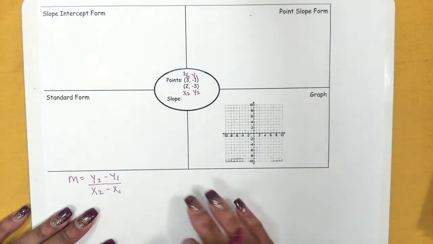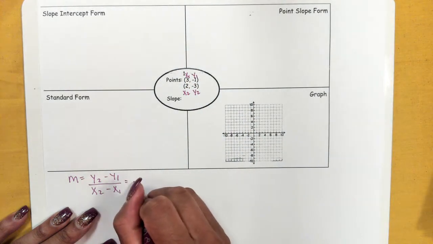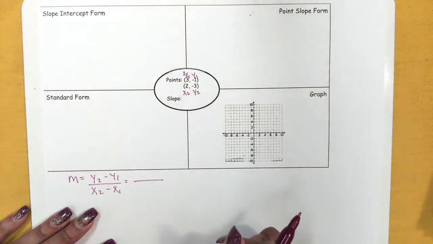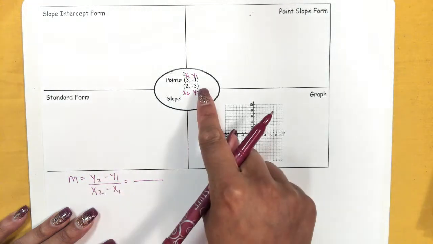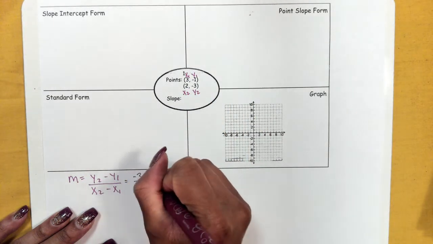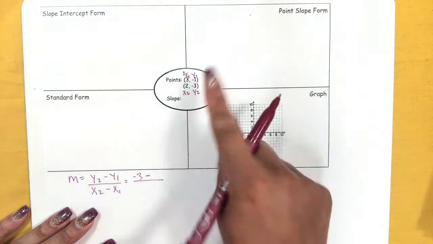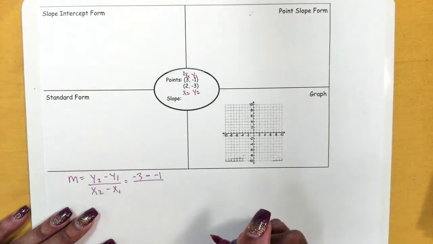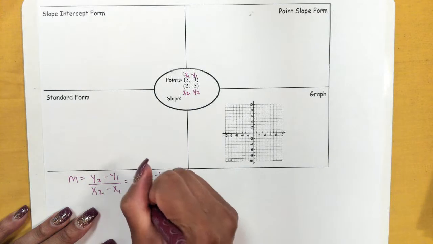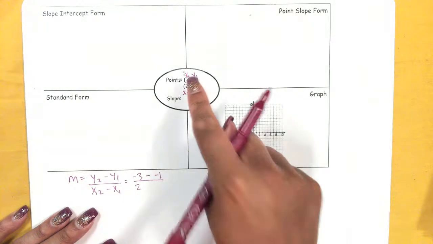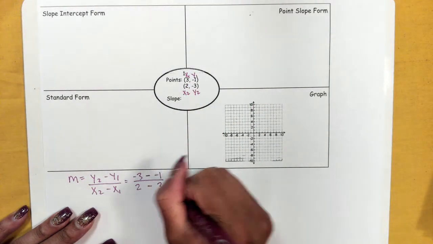Okay, so it helps to label your points. And then we can just plug in when necessary. However, please be careful of the negatives. So I have y2, which is negative 3, minus y1, which is negative 1. Then I have x2, which is 2, minus x1, which is 3.